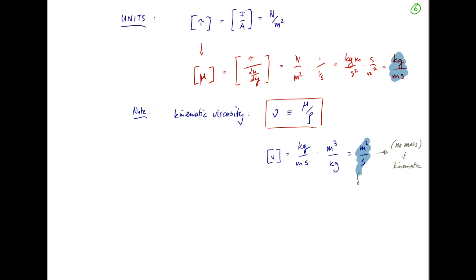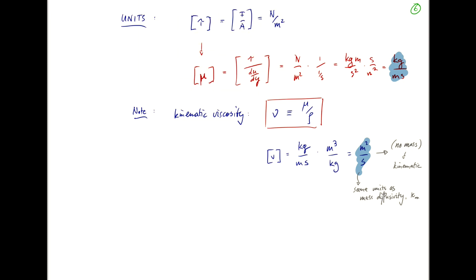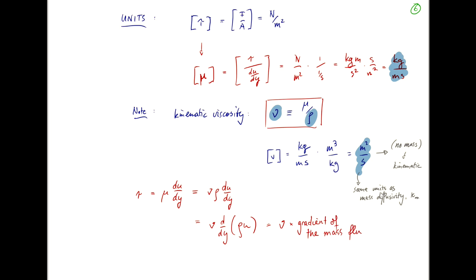And just for completeness, I want to mention here that this is the same units as those for mass diffusivity. And it makes sense that those have the same units because we can write the shear stress mu du/dy in terms of a mass flux. Mu is just nu times rho, so we have nu rho du/dy, which is nu times d by dy of rho u.